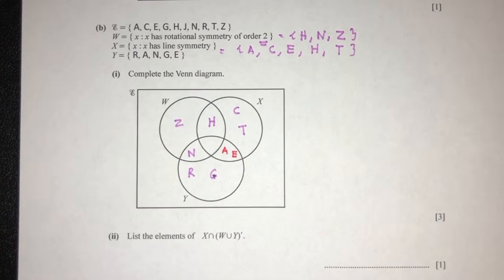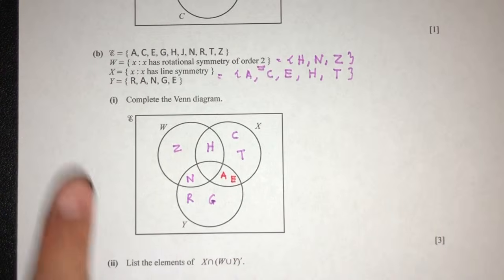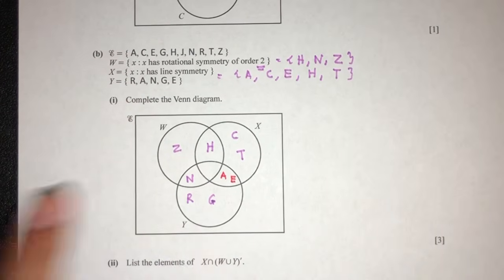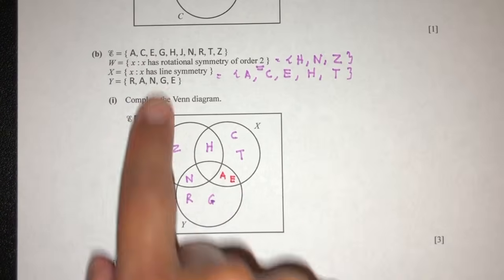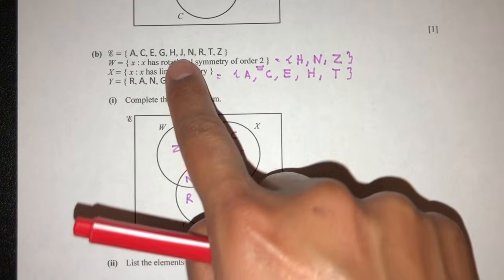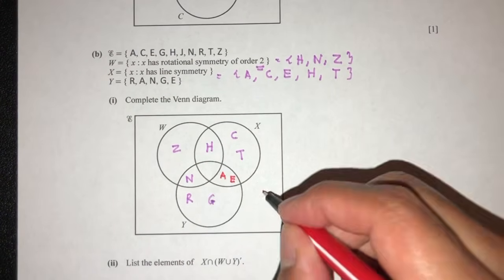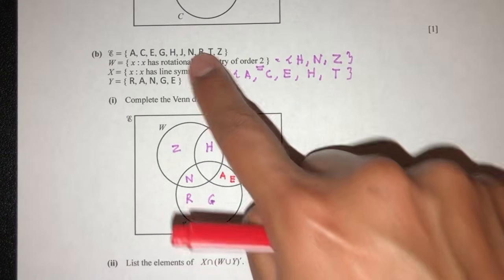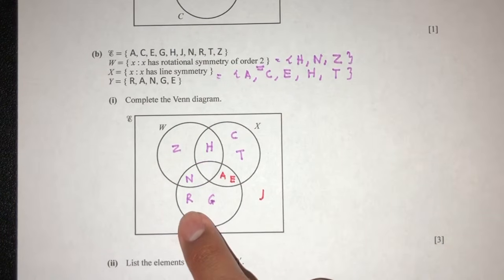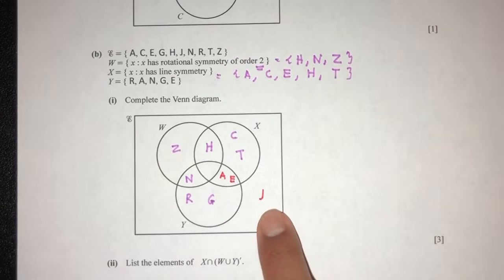Okay, so what is outside then? What is outside remaining? Let's check. We have A, C, E, G, H, J. So J is outside, N is right here, R is right here, T is right here, Z is right. So only one outside, which is J. That is part 1, complete the Venn diagram.